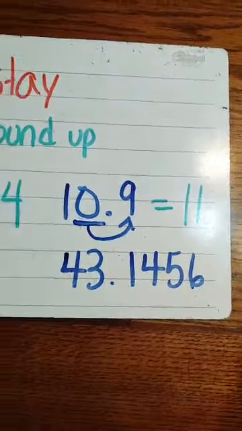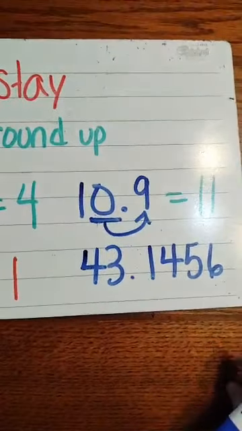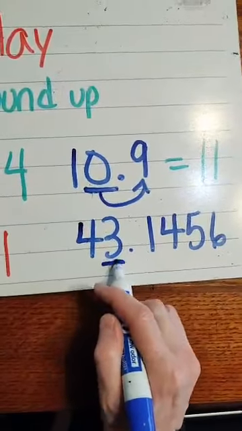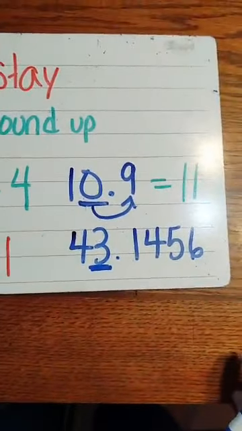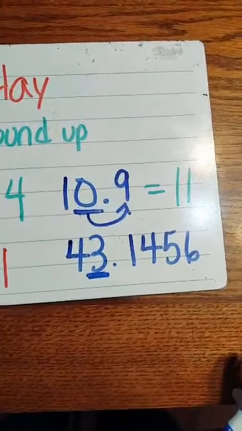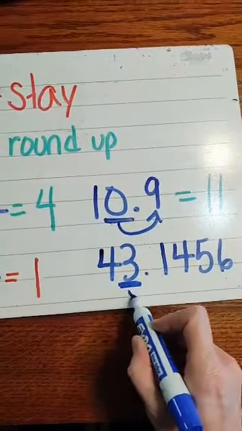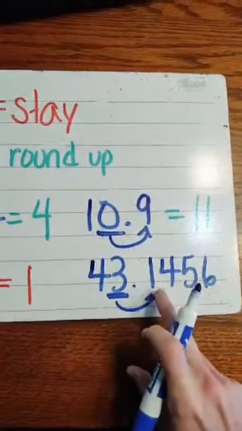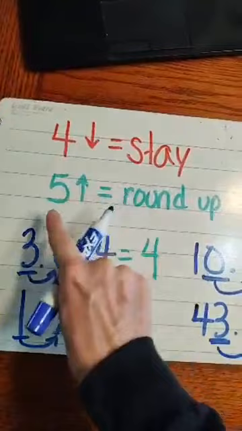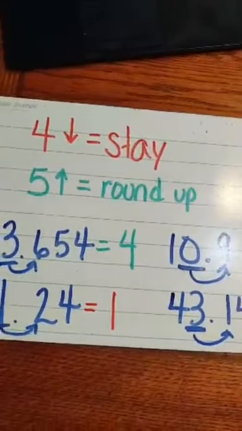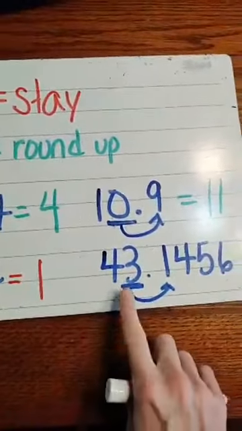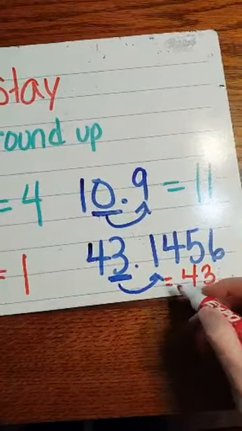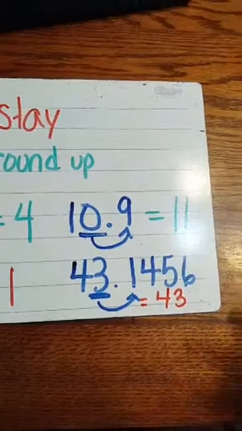Okay, 43.1456. Okay, what number am I going to underline? You got it, I'm underlining the 3 because it's the first whole number. Okay, where does my arrow go? My arrow goes back to the 1, the number right behind it. I say to myself, 1, is that 4 or less or 5 or more? You're right, it's 4 or less, so I'm staying. Okay, this stays 43.